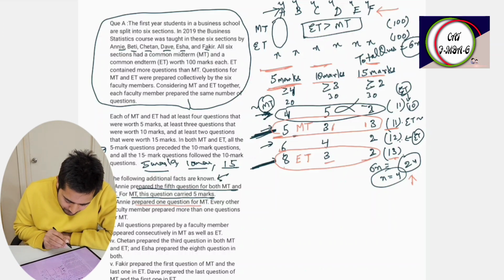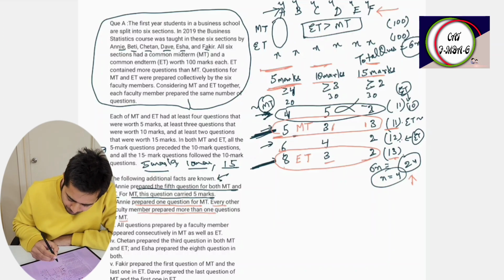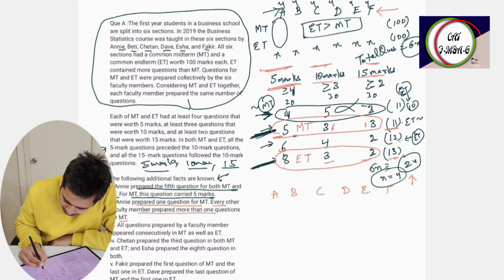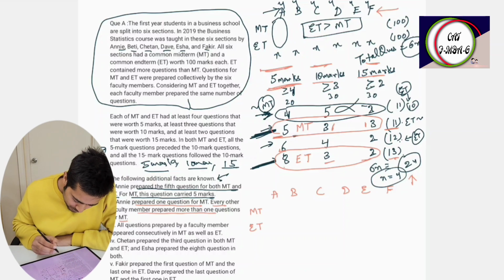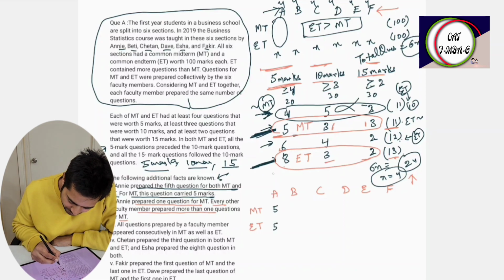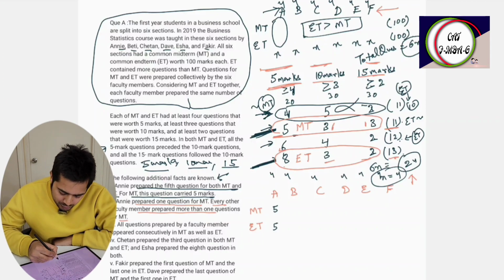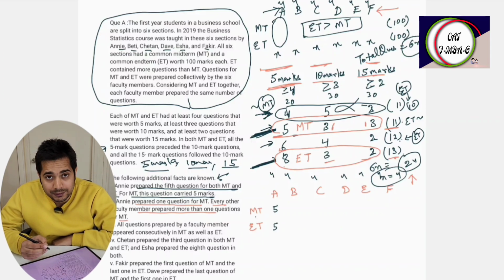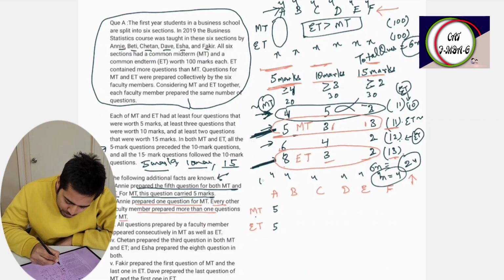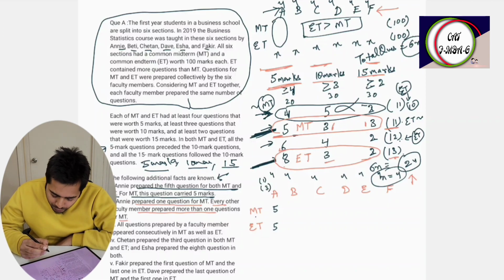Annie prepared 1 question for MT. Every other faculty member prepared more than 1 question for MT. So let me write again: A, B, C, D, E and F. Midterm, end term. It was given that Annie prepared the 5th question for both MT and ET. Each of them will prepare 4 questions. Okay. Annie prepared 1 question for MT, so for MT, Annie prepared only the 5th question. The rest 3 questions will be here. So Annie will prepare 1 question in midterm and 3 questions in end term. Okay.